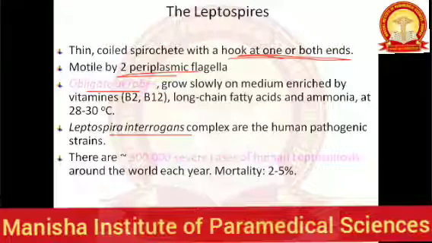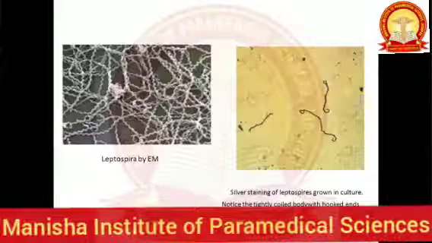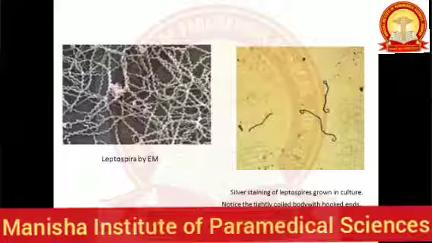Okay, there are almost over 5 lakh severe cases of human leptospirosis around the world, and the mortality rate is 2 to 5%. That makes leptospira a very threatening bacterial species. Now, if we look at the structure of this leptospira in the electron micrograph, we can see the structural detail.